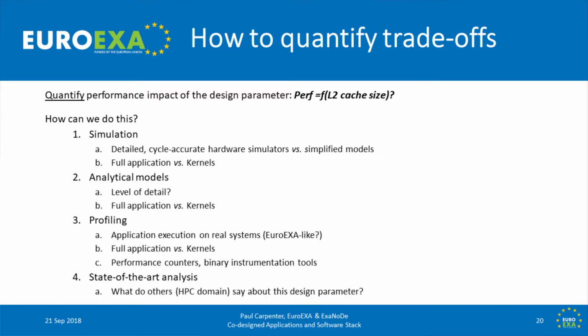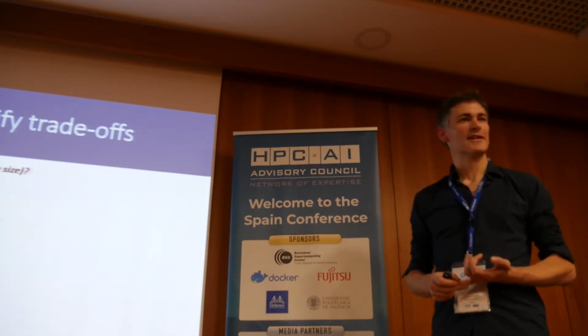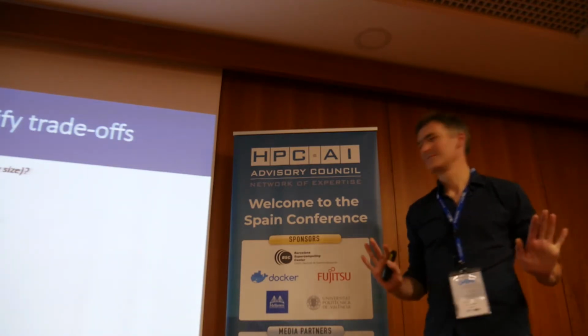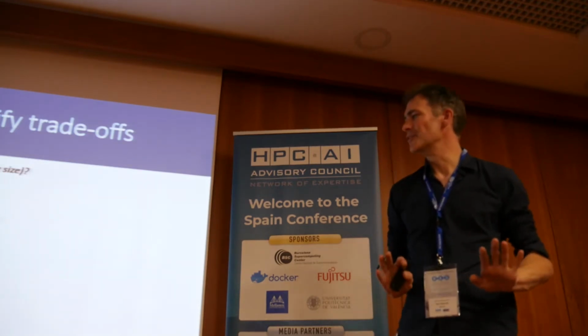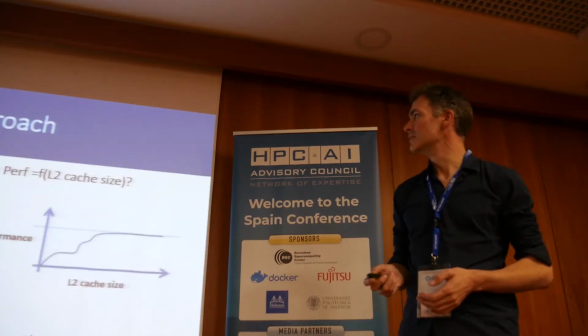So we also had a question about the trade-offs we have to look at. How are we actually going to do these trade-offs? We can do some simulation with hardware simulators. We can use analytical models. We can run on another machine and maybe do some estimates of how it translates to another machine. We can do a state-of-the-art analysis and more or less copy what the other guys do. Maybe not the most favorable way, but that is also an important thing to do.